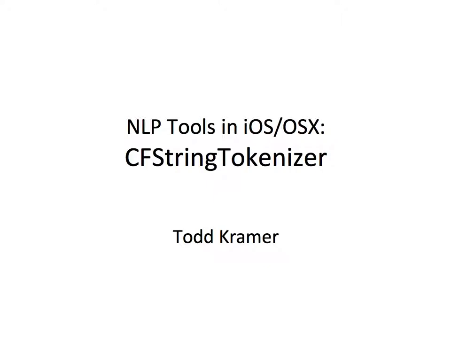CFStringTokenizer solves these problems by providing a language-neutral tool for tokenizing strings. It also adds support for language identification and transliteration. So let's see how this works by tokenizing a simplified Chinese string into words.